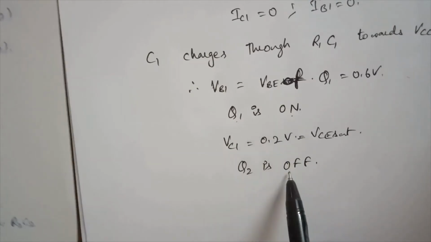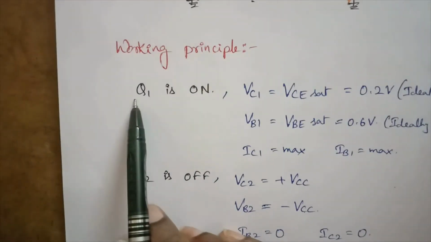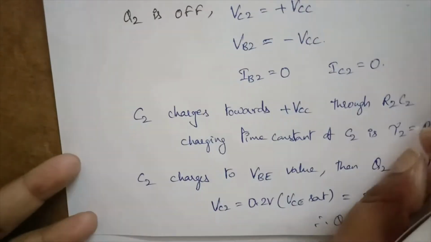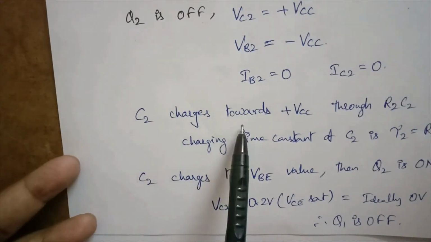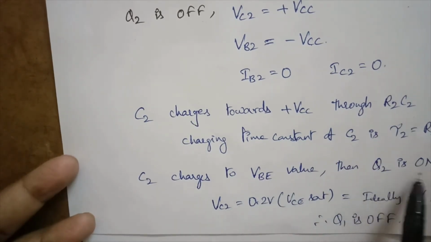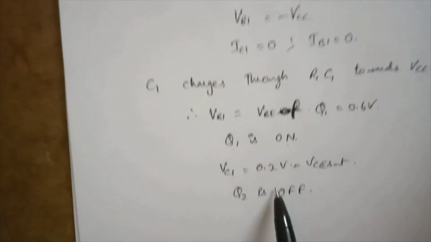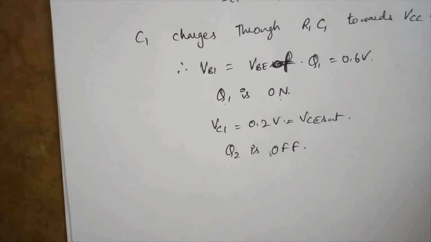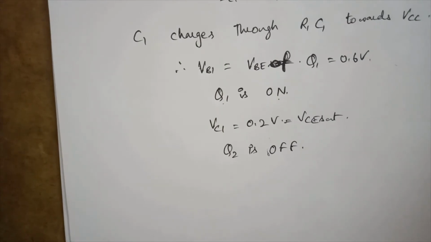If Q1 is on, Q2 is off, then what happened? We are getting these values. Then again the capacitor C2 charges towards VCC through R2 and C2. Again what happened? Q2 is on, Q1 is off. Again this cycle repeats like this. So this is a continuous process. So we are getting continuous state changeovers.